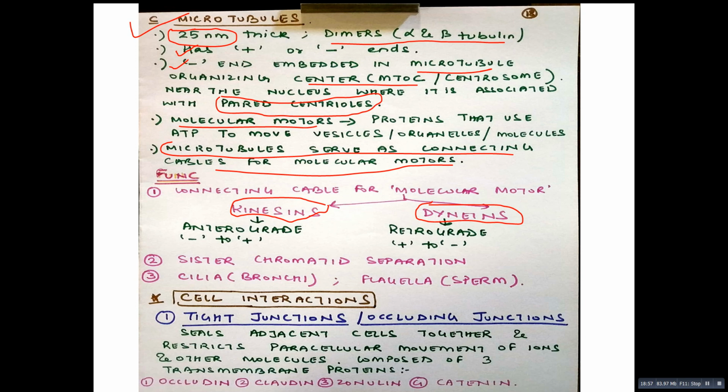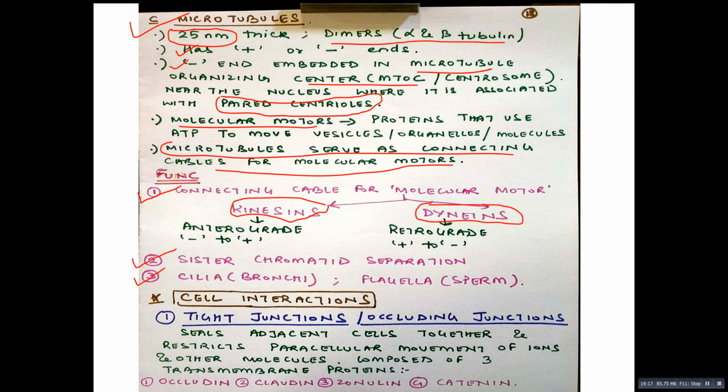Number two function, they help in sister chromatid separation. And number three function, they function as cilia in the bronchi, and they are specialized to form flagella in the case of a sperm. So, three important functions of microtubules.